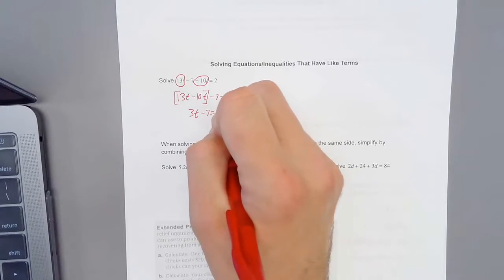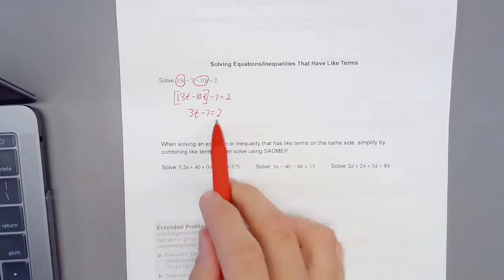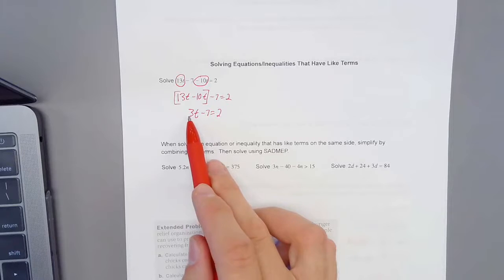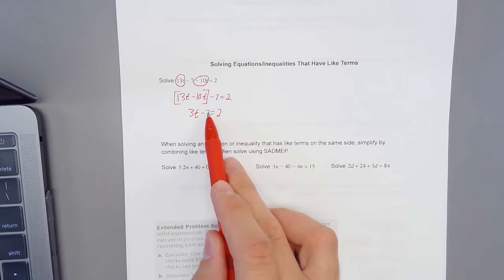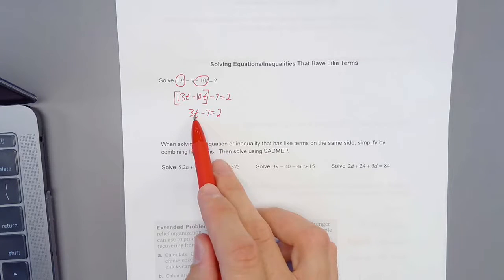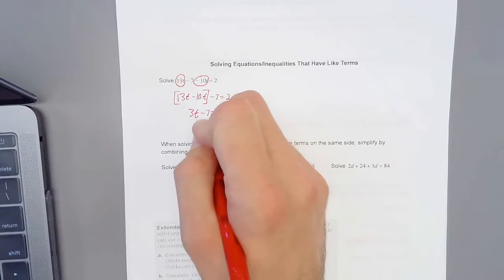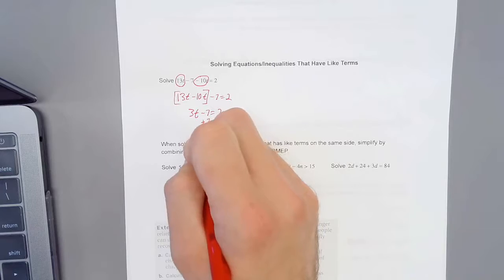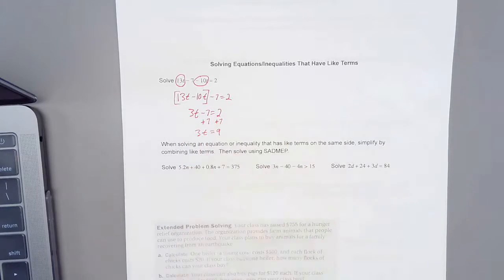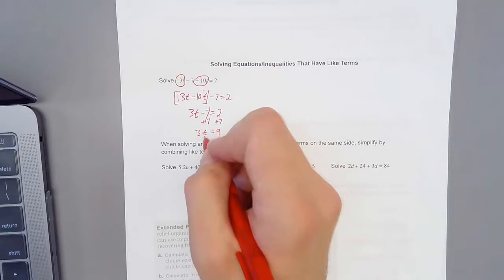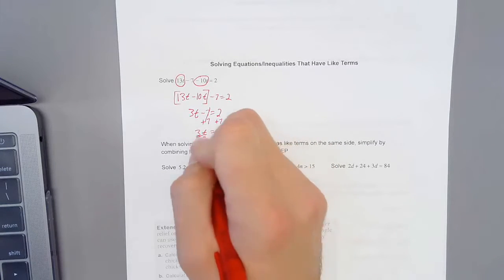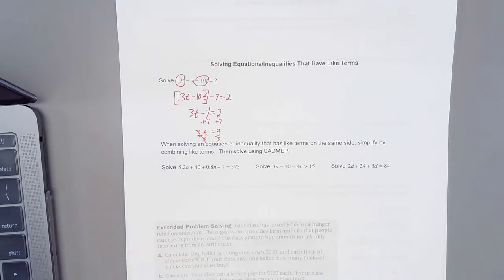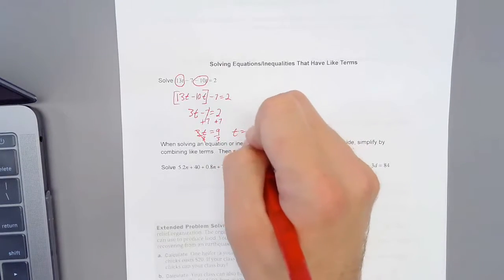Minus 7 is 2. Now, this is just like the problems we just solved, where I have a subtraction to undo and a multiplication to undo. So first, undo the subtraction. Those cross off because they add to 0. And then I'm going to divide by 3. And 3 divided by 3 is 1. So t is 3.